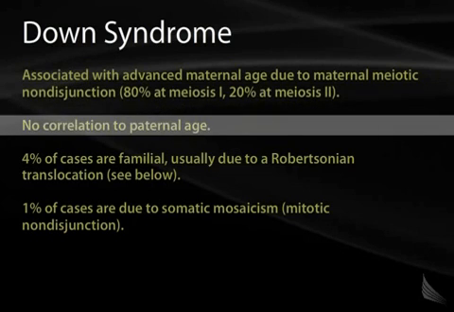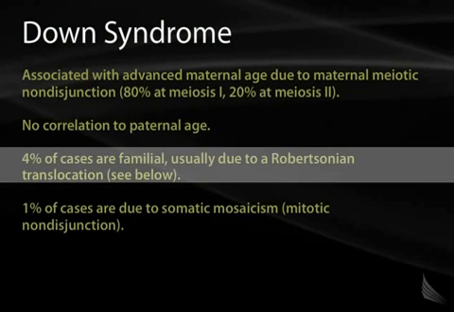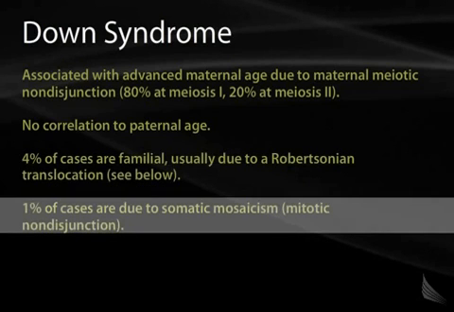As far as paternal age goes, there's been no correlation with advancing paternal age and Down syndrome. 4% of cases of Down syndrome are familial, usually due to a Robertsonian translocation, which we'll talk about a little later. 1% of cases are due to somatic mosaicism, meaning a mitotic non-disjunction. These are individuals that started out as normal zygotes and then during the process of mitosis had a non-disjunction event. We would call that somatic mosaicism.